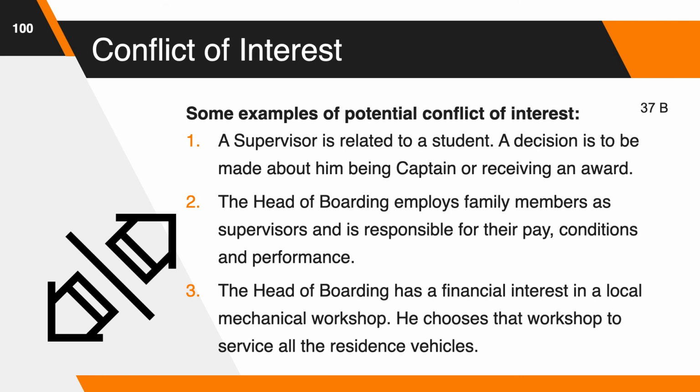These are examples of a potential conflict of interest. A supervisor is related to a student, and a decision is to be made about that student being captain or receiving an award or a certificate or something. The head of boarding employs family members as supervisors and is responsible for their pay, conditions and performance.